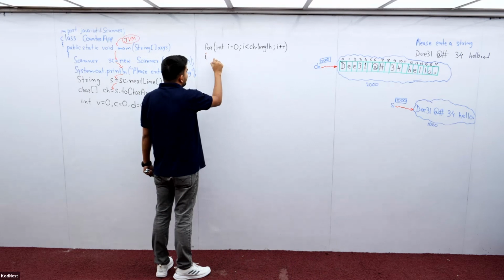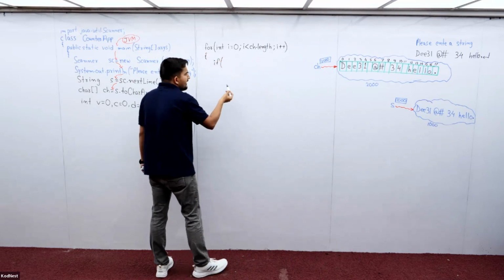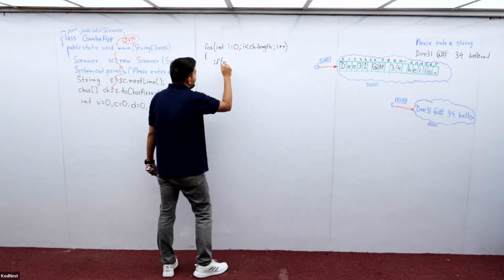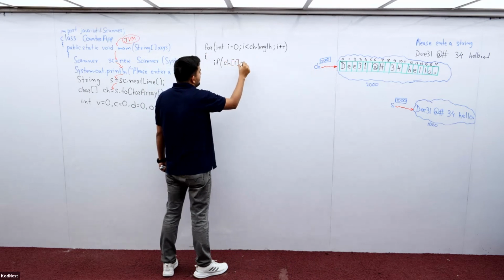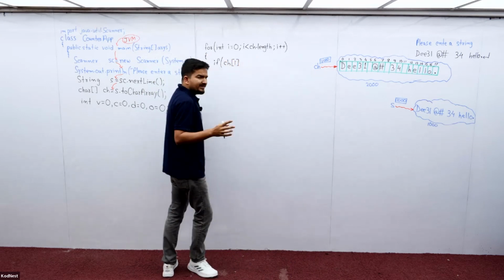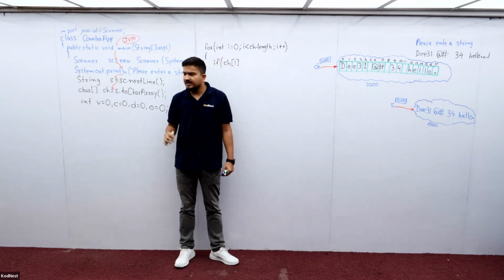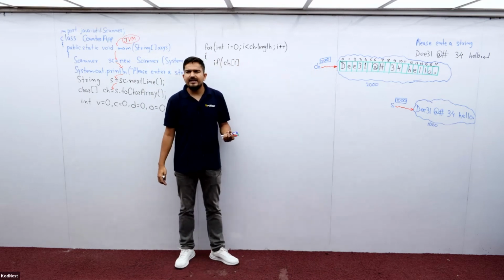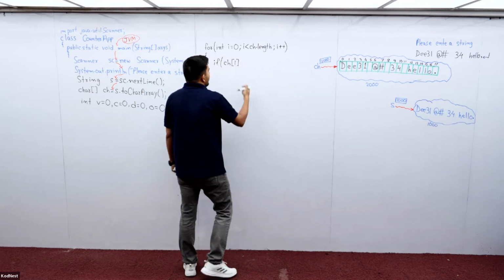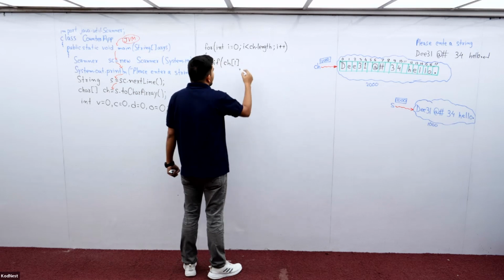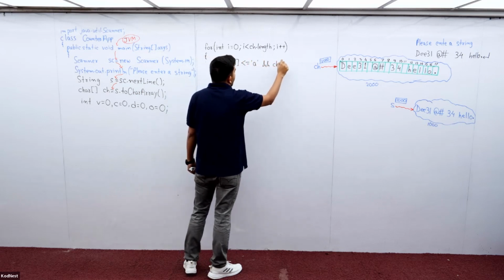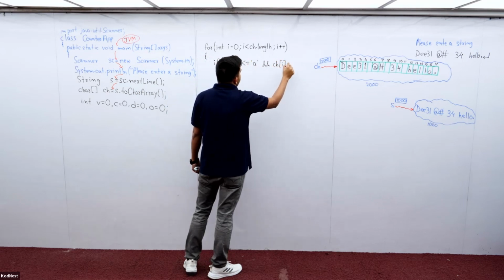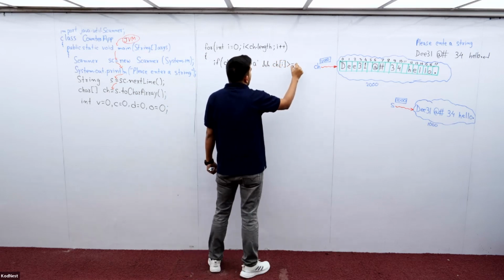Maybe I'll say if the current character, ch of index I, maybe I'll simply say, let's assume that I am considering that all the letters are small letters. Okay, like that I am considering. But we can also write for the capital letters. I will do the program for small letters. Maybe I'll say if ch of I is greater than or equal to 'a' and ch of I is less than or equal to 'z'.